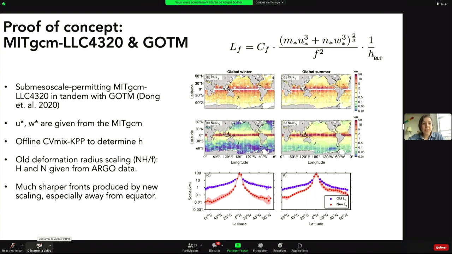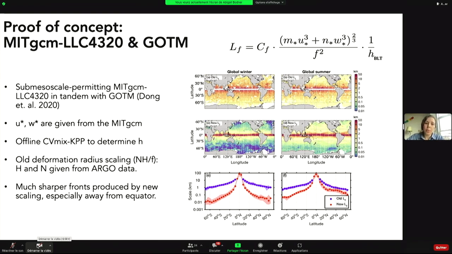The final proof of concept was we wanted to understand the global distribution of frontal width to see if that also makes sense on a global scale. So we turned to the MIT GCM LLC 4320. This is a simulation at a resolution of 1/48th of a degree. And together with GATM at every grid cell, we are able to estimate the boundary layer depth as well as the surface conditions given by the model.